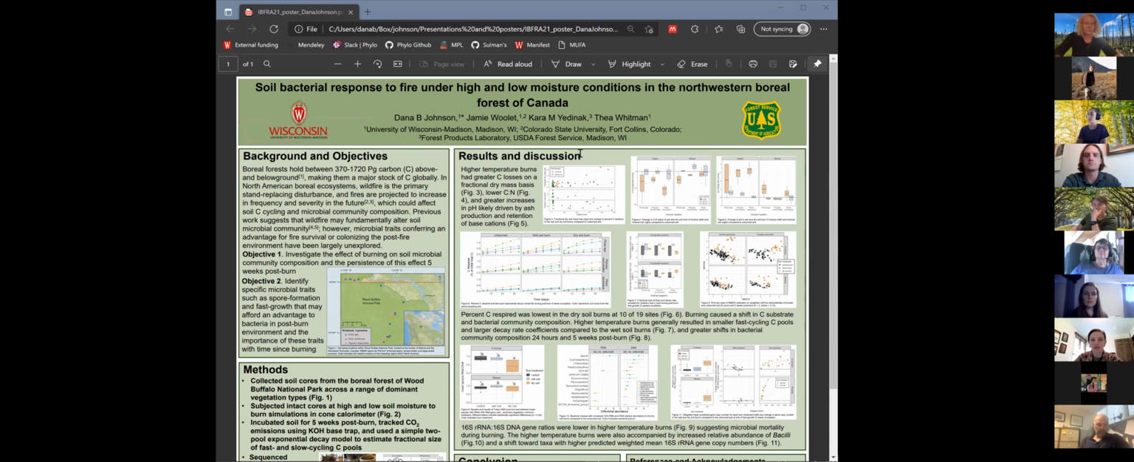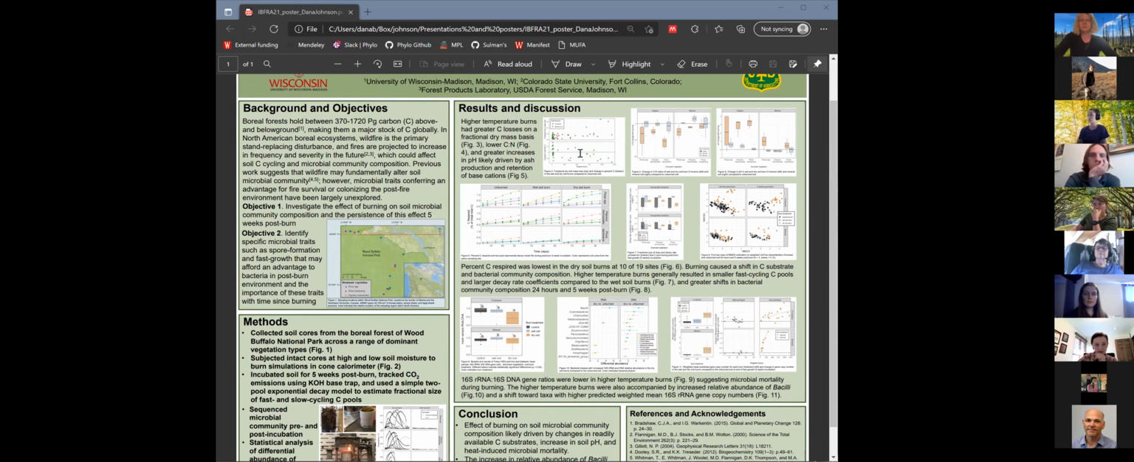Yeah, so just a really brief overview of this. We've heard a lot already yesterday and today about the vast amount of carbon that is held in the boreal forest ecosystems and projected changes in fire regimes in the North American boreal forests. So my project is investigating the effect of burning on soil microbial community composition and the persistence of this effect 5 weeks after burning. We are also interested in identifying specific microbial traits that may confer an advantage to bacteria in the post-fire environment. So essentially, we collected soil cores and burned them in the lab.